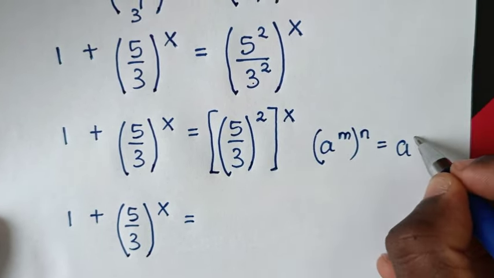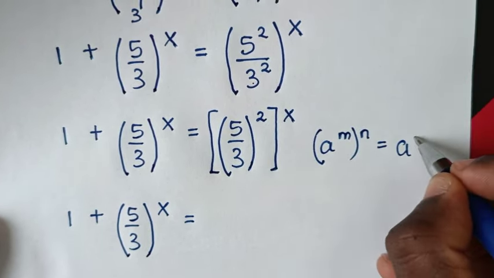Then in the next step, from here (5/3)^x is common, so we'll let y = (5/3)^x. Then it will be 1 + y = y squared. Then here we'll take this y to this side and 1 to this side, so it will be y squared minus y minus 1 equals 0.